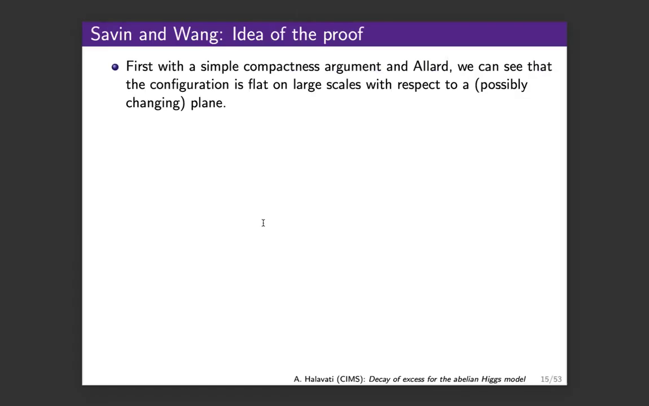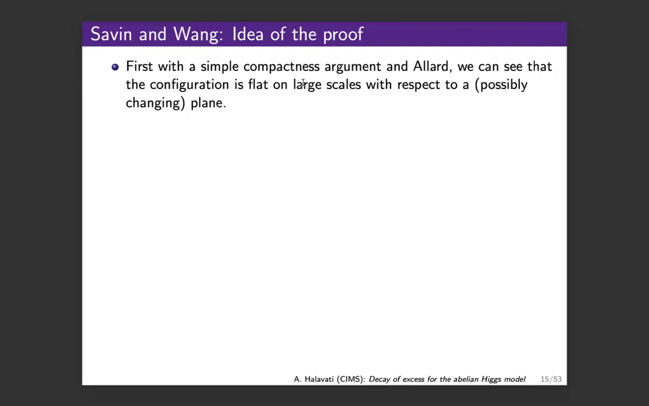And the ideas of the proof, I'm going to go over just the overview of the ideas of the proof. Basically with a very simple compactness argument and using Allard or Bernstein or whatever property you have for minimal surfaces, you can see that blowdowns are basically flat, right? And blowdowns of entire solutions being flat means that on larger and larger balls, your configuration is very close to being flat with respect to a possibly changing plane, right? So this is the first step.